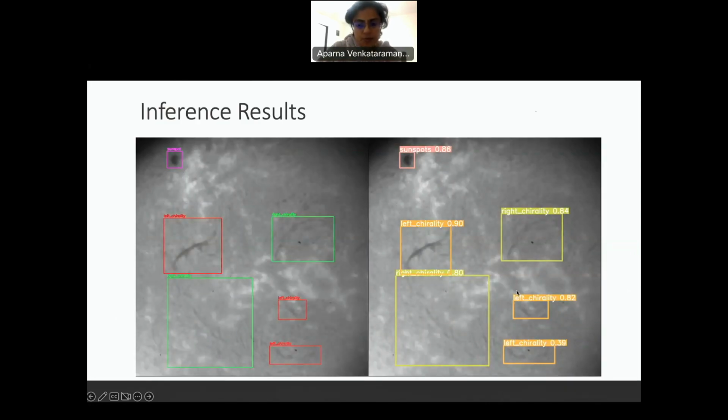Here I show some of the inference results. On the left is the image with the ground truth bounding boxes. On the right are the predictions. In this case, it seems to have detected all the features well, but that is not always the case. So here we have left chirality, right chirality, right again, and some of the left features with the sunspot here, and it predicts the same on the right, shown here.